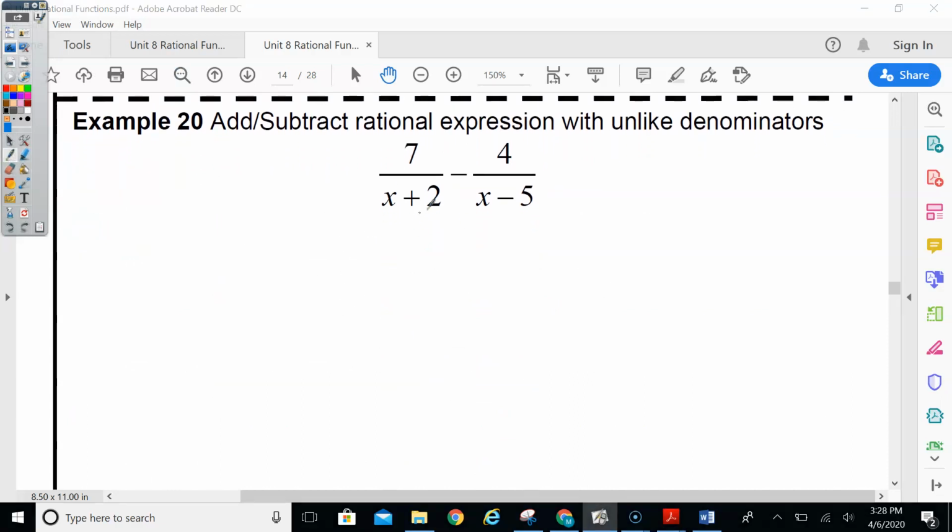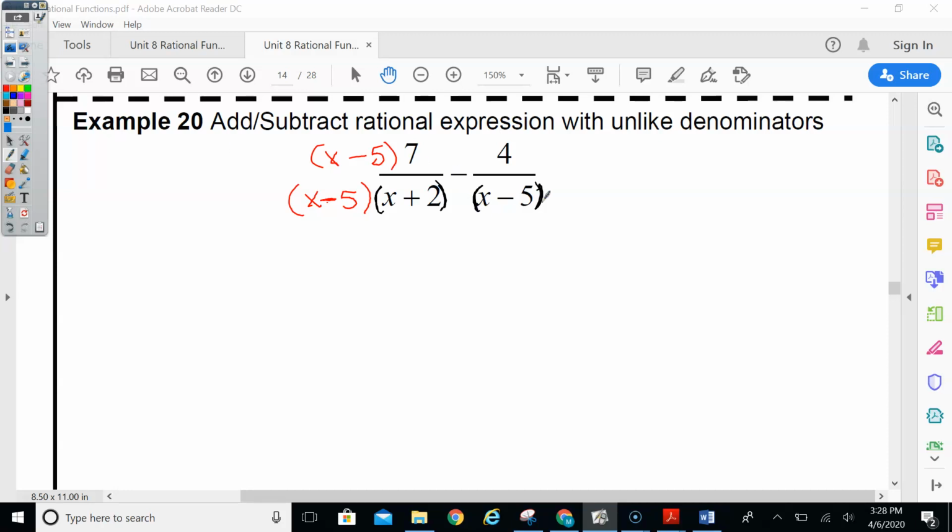It's not a quadratic, so we can't factor it. I'm going to go ahead and group these together so that it looks like a factor, and group these together so it looks like a factor. When they have nothing the same, you multiply by the opposite one. So here, this one doesn't have an x minus 5, so I need to multiply this one by x minus 5. So whatever I do to the bottom, I got to do to the top. So now it has x minus 5 and x plus 2.